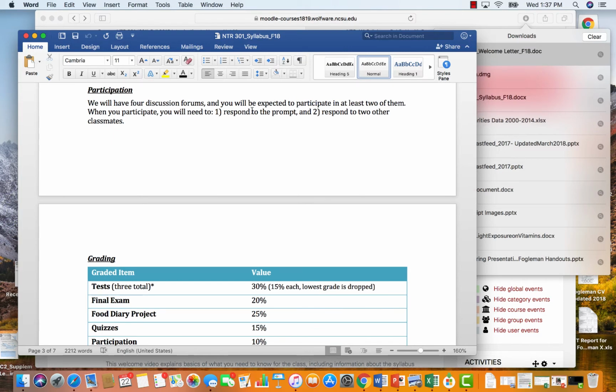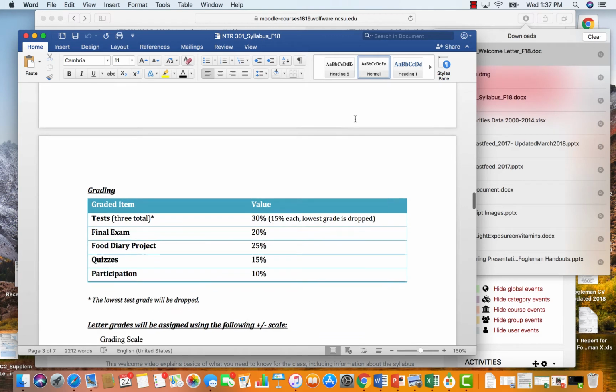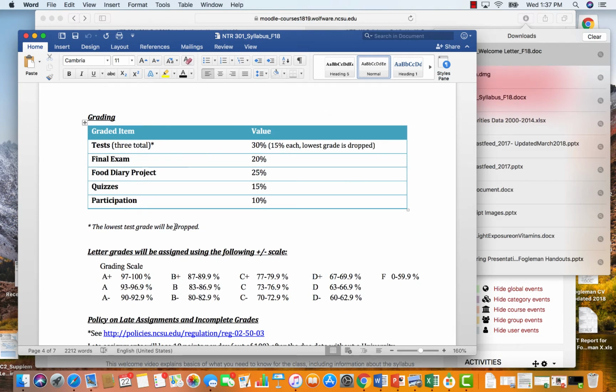We will have 4 discussion forums, and you just need to reply to at least 2 of them, respond to the prompt, and then respond to 2 other classmates. Here's the grading. So tests, there's 3 total. The lowest is dropped, so basically 2 exams count towards your grade. Final exam, food diary project, quizzes, and participation. The participation is really the discussion forums.